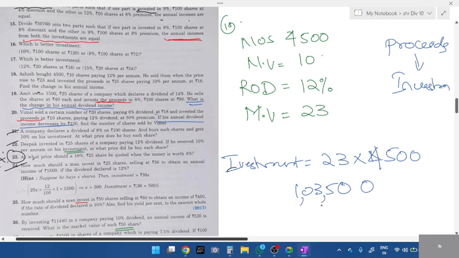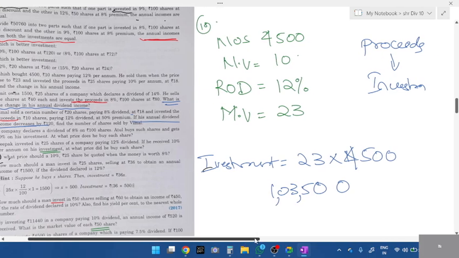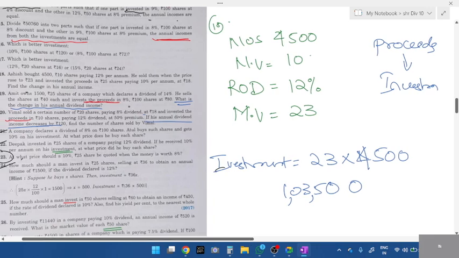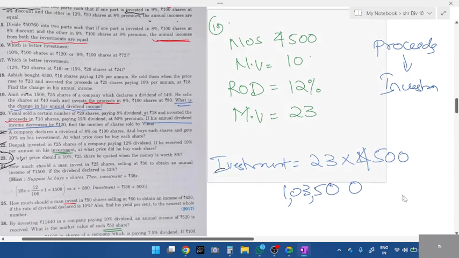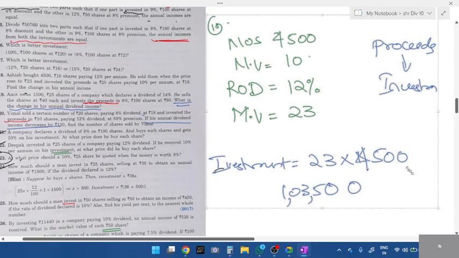What's the investment, students? 1 lakh 3,500. And invest the sale proceeds. We'll keep this investment. What he does with this investment? In 8%. What is that 8%? Rate of dividend for which one? First investment or second investment?